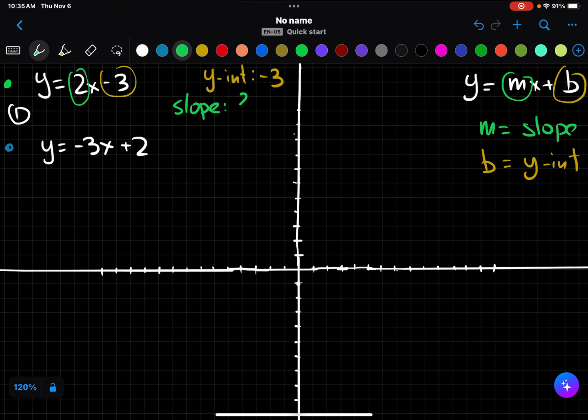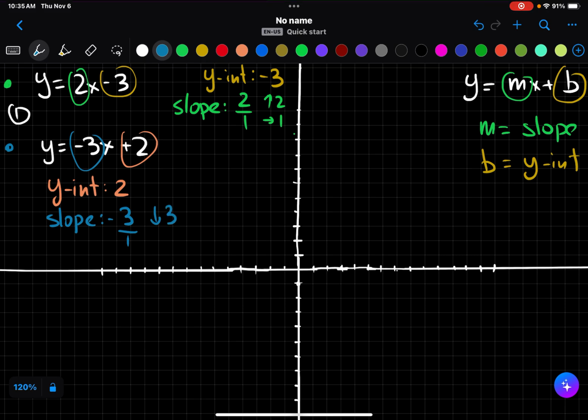2. And we're going to put it as a fraction, which means you're going to go up 2 to the right 1. For the blue equation, the y-intercept is the positive 2, and the slope is the negative 3, and we put it as a fraction over 1, negative 3 over 1, which means down 3 to the right 1. And now we're going to go ahead and graph these.